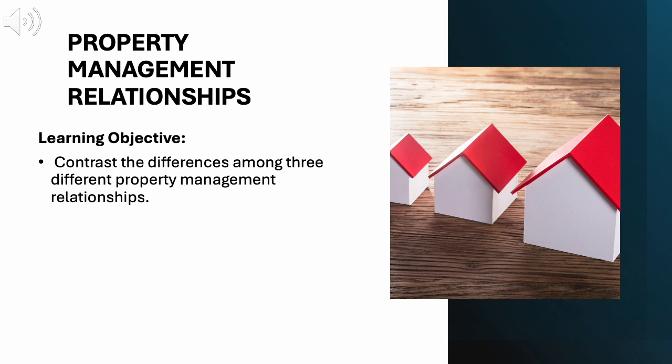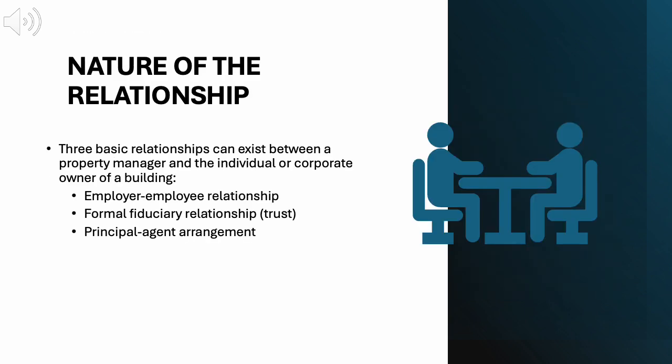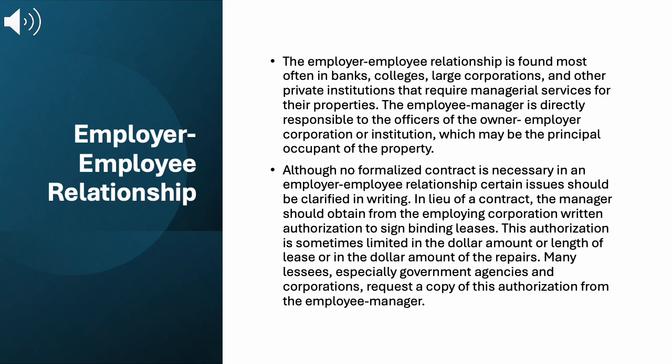Learning objective. Contrast the differences among three different property management relationships. Three basic relationships can exist between a property manager and the individual or corporate owner of a building. Employer-employee relationship. Formal fiduciary relationship: trust. Principal-agent arrangement. Employer-employee relationship. The employer-employee relationship is found most often in banks, colleges, large corporations, and other private institutions that require managerial services for their properties.